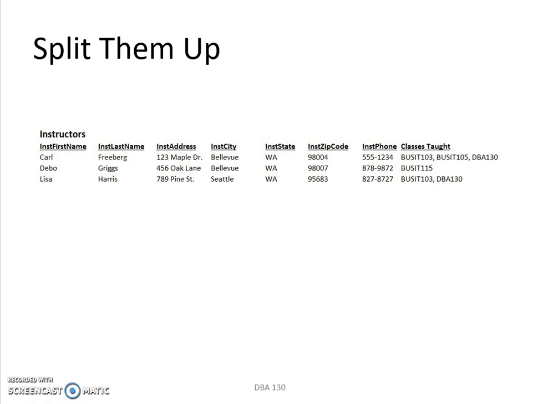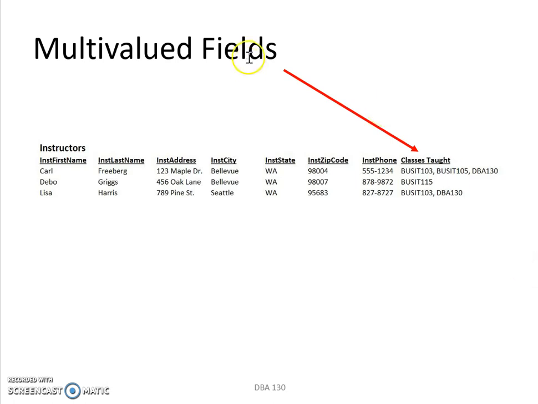Anything else wrong with this table? Yeah, it has multi-valued fields. So we've got one field here called classes taught. And I've got multiple values in the field. You can usually identify these because the field name might be plural, and the field may actually have more than one value in it, separated by commas or slashes or something else. So the problem with this is it makes it difficult to retrieve information for a specific value, and it makes it hard to sort the data in a meaningful fashion.